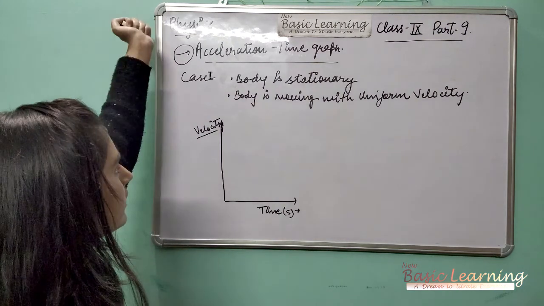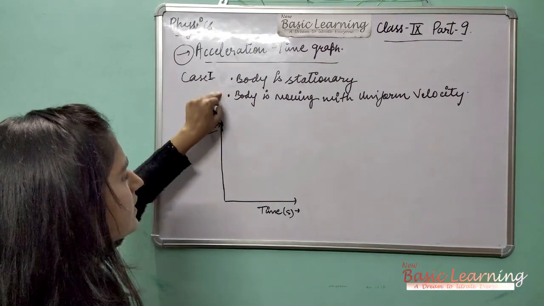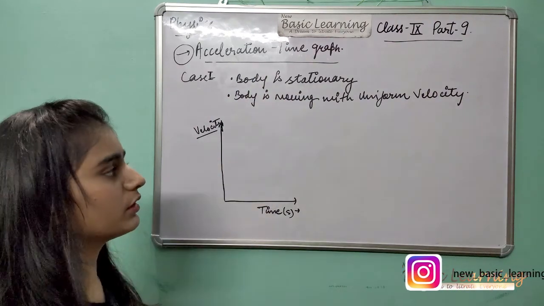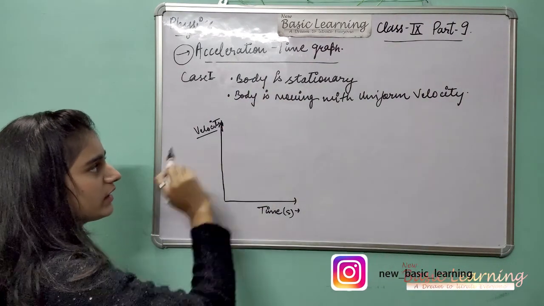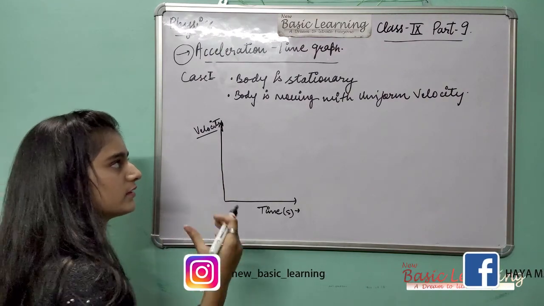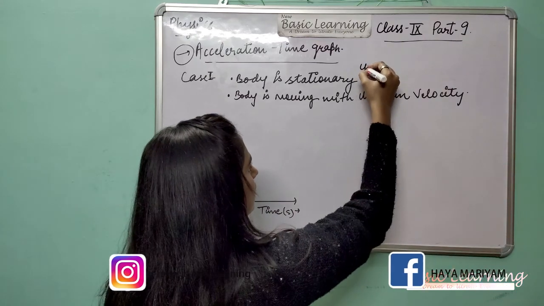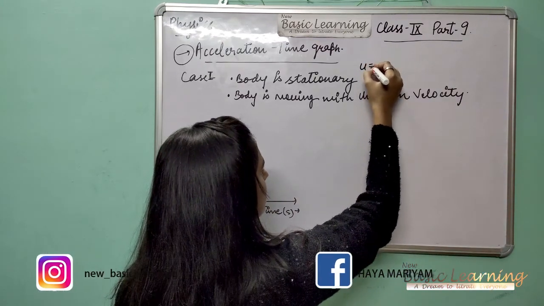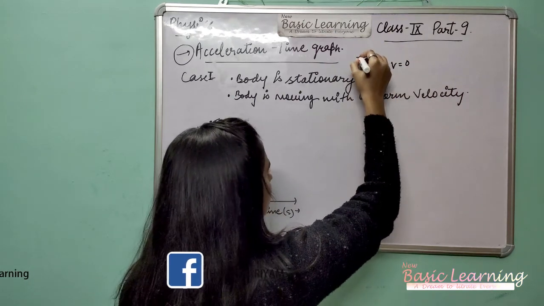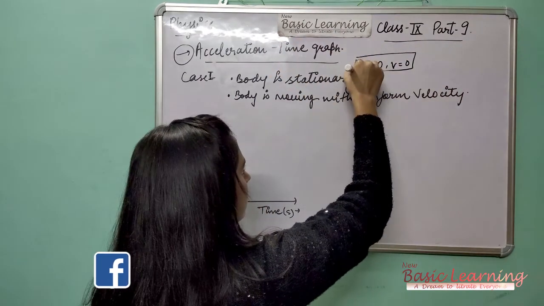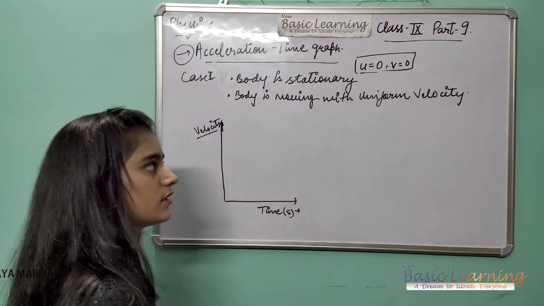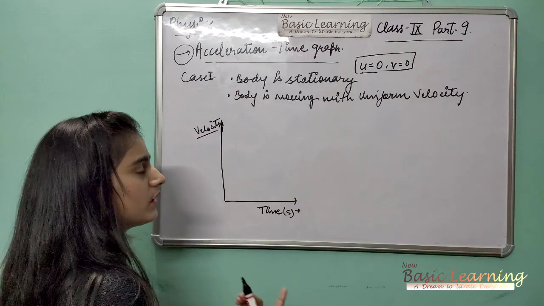Now in case 1, we see when the body is stationary and when the body is moving with uniform velocity. When the body is stationary, it means there is no movement. The body is not moving. So here the final velocity and the initial velocity are 0. When the final velocity is 0 and the initial velocity is also 0, then the acceleration will be 0.